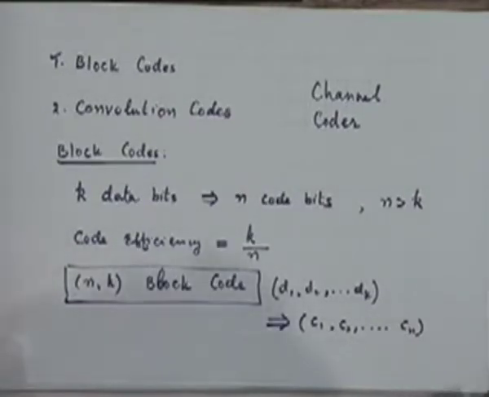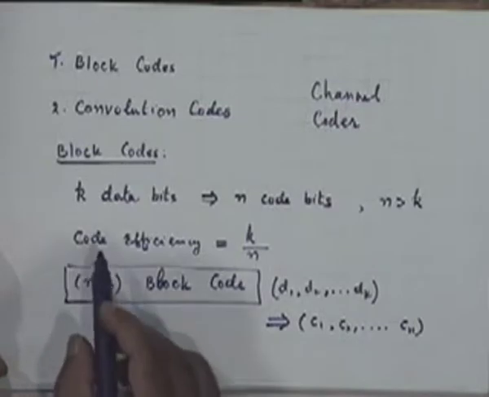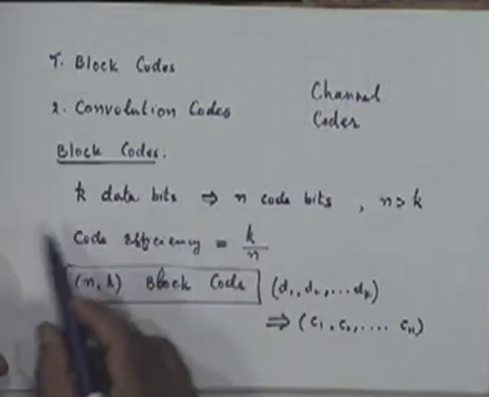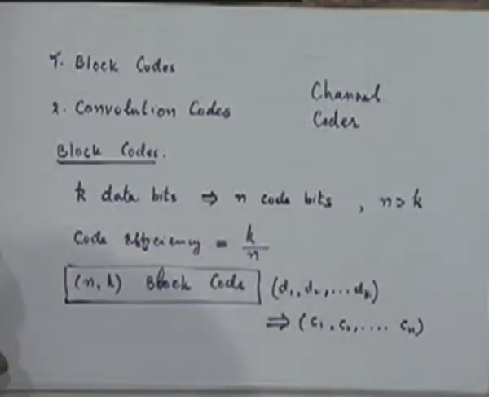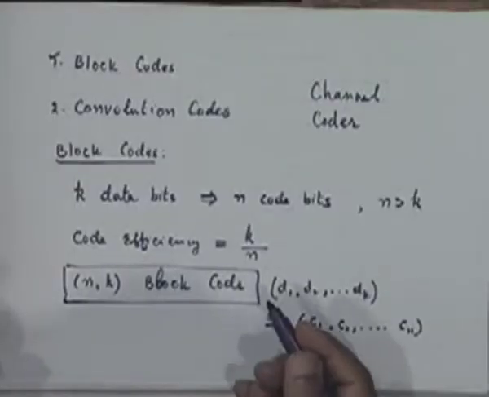Now, the first thing that we must answer or discuss before we proceed further is what should be the relative values of k and n, because this is the first crucial thing.